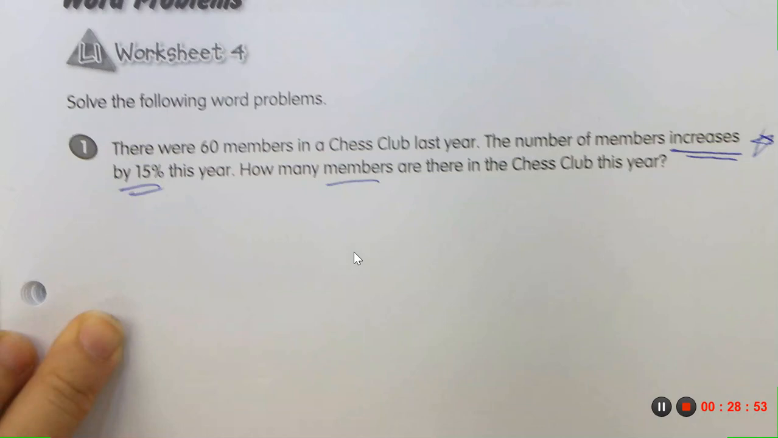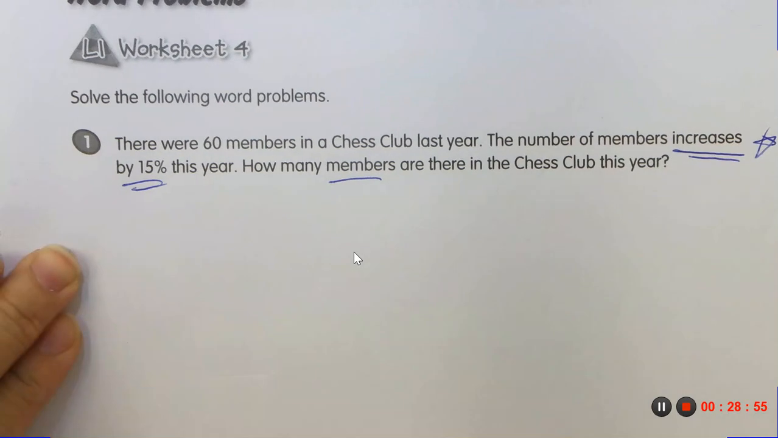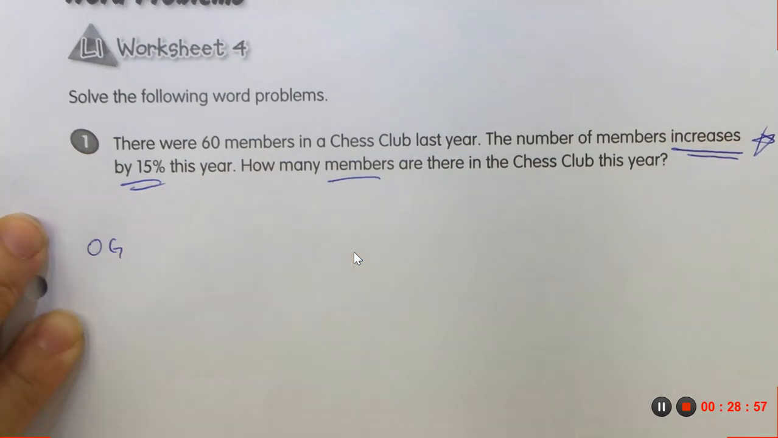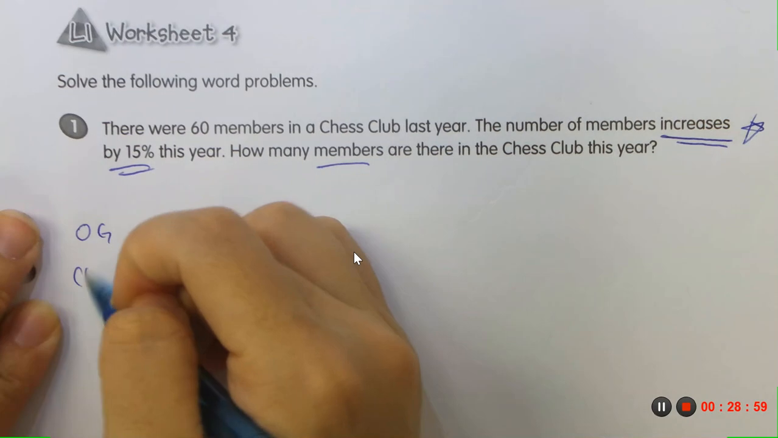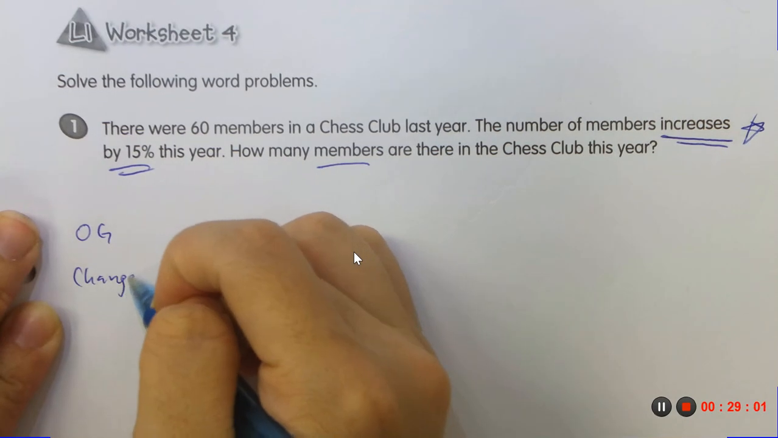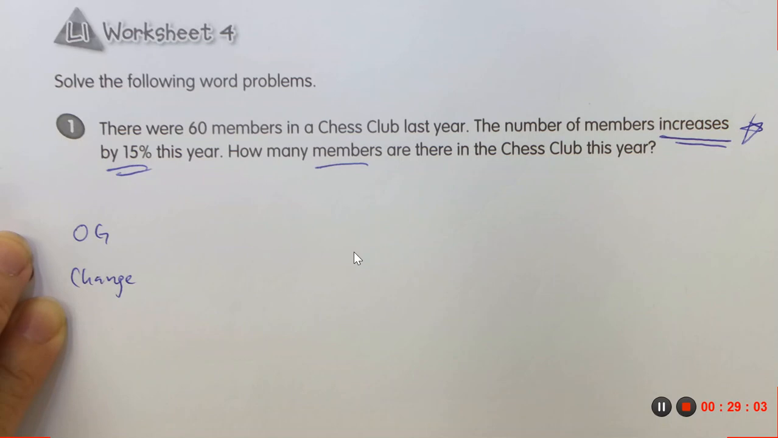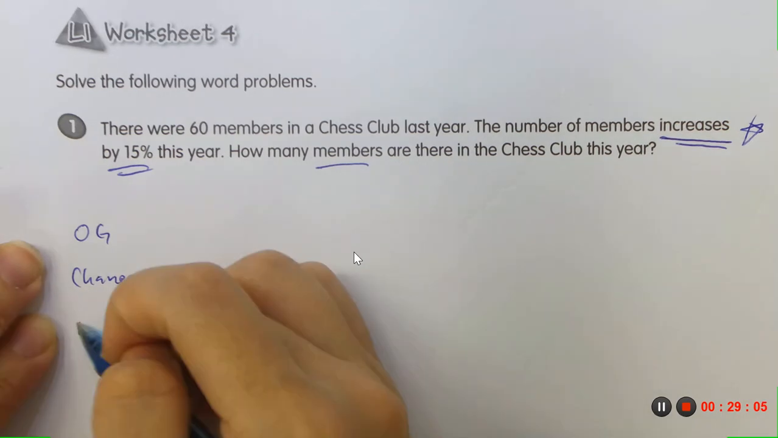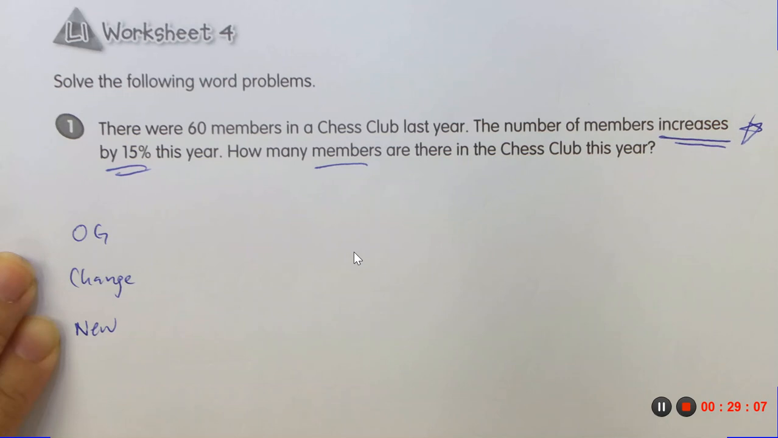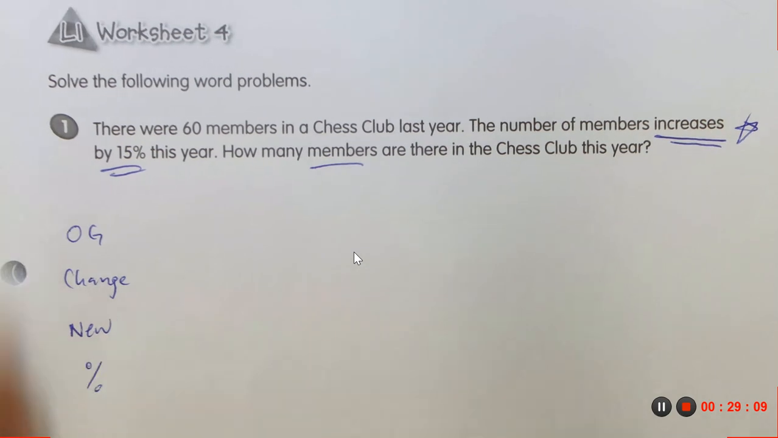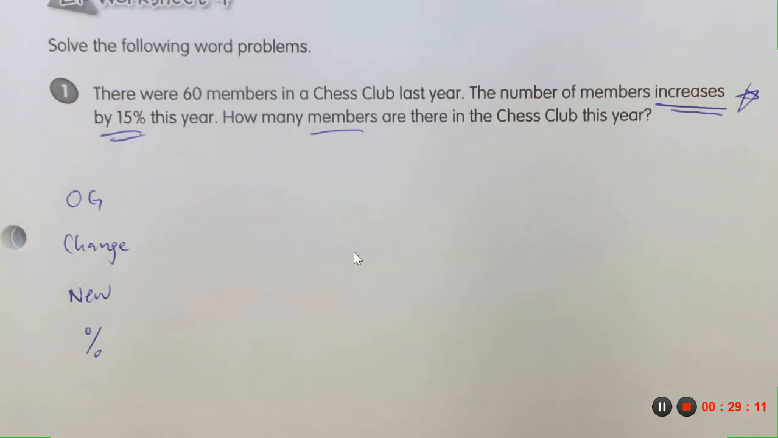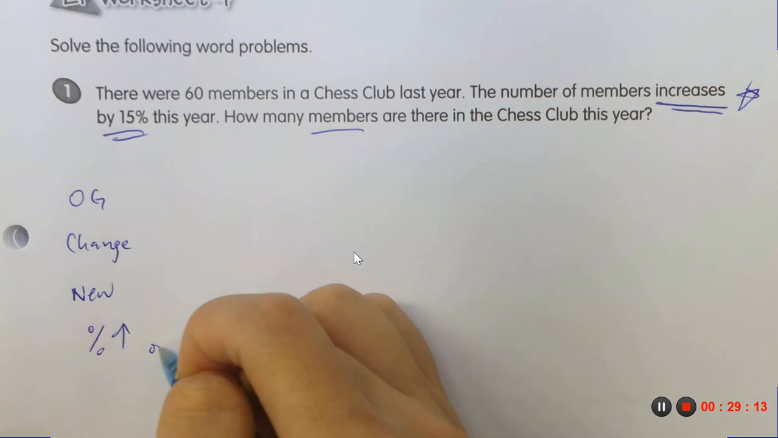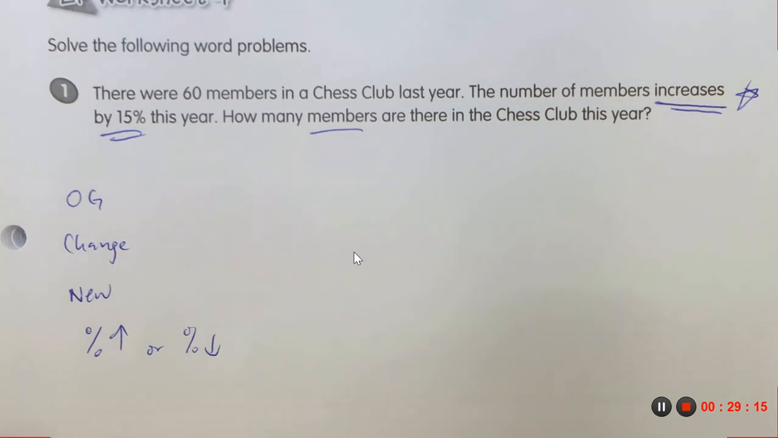So here we ask ourselves the notes at the side. I have the original amount, I have the change in a question of percentage increase and decrease. I have the new amount. Of course, the question asks me whether I want percentage or not. Percentage increase or percentage decrease. Like, these are the key things I need to know.